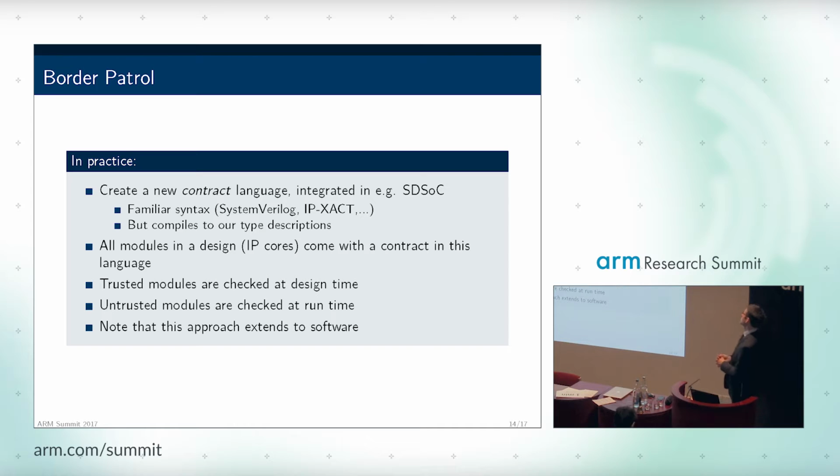So in practice, it means we need to create some kind of language that you can use as a system architect. For instance, if you would be using Xilinx SDSoC or something, that has a familiar syntax that lets you express your specification, but that actually ends up being compiled into our type descriptions so that we can do all this fancy type checking. Then we can check all our own cores at design time, and we don't have to generate any border patrol modules for them. And all the stuff that we don't trust, we do synthesize extra stuff to runtime check it.